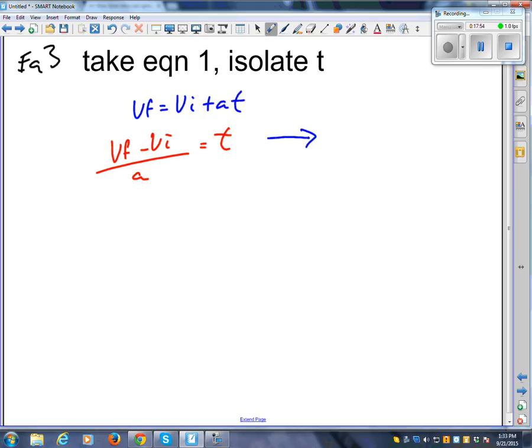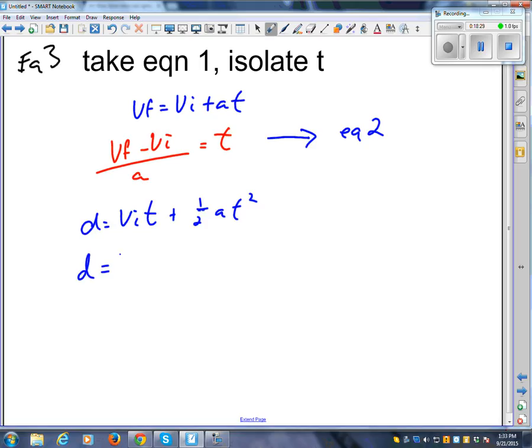And I'm going to place that into equation number 2. I'm going to take this value of t and put it in d equals VIT plus 1/2 AT squared. I'm going to take this value of t here in red and replace it for both of those t's. Now you understand what I'm saying about a whole new page.